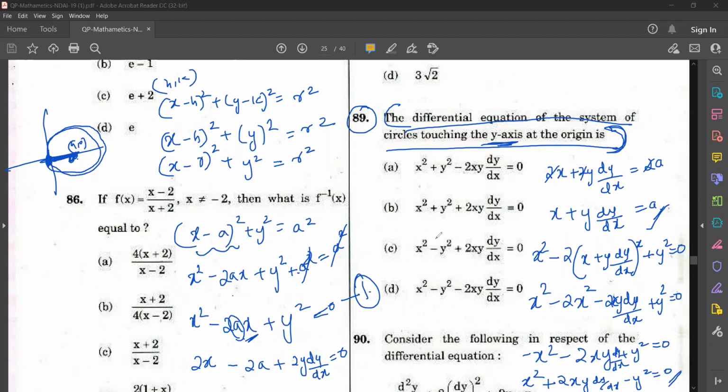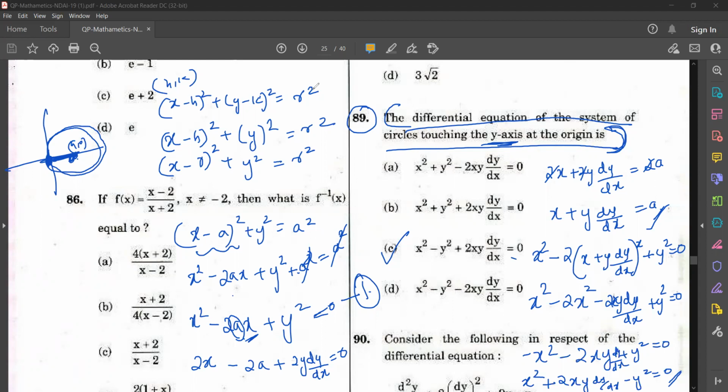So which is the equation? That is option C, the correct answer. So I wrote the equation of the circle, then I differentiated, I found out a, and I substituted in the first equation. So the answer is option C.